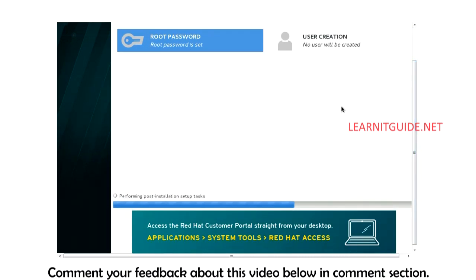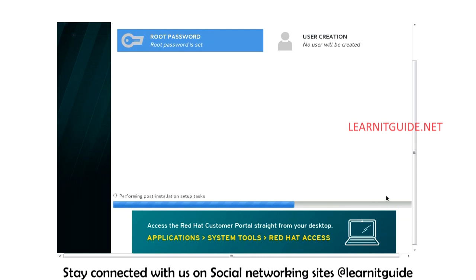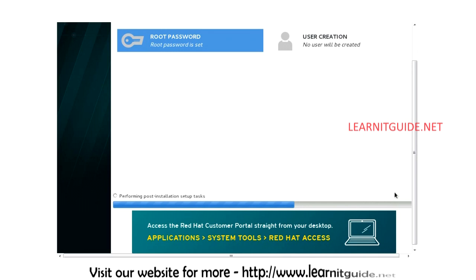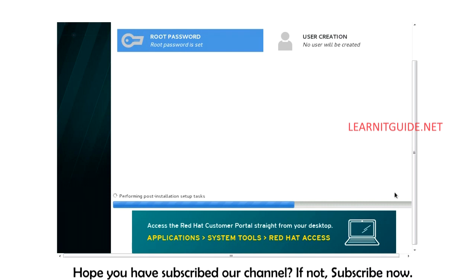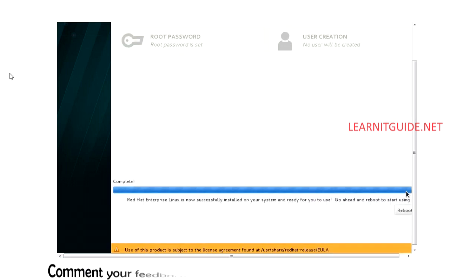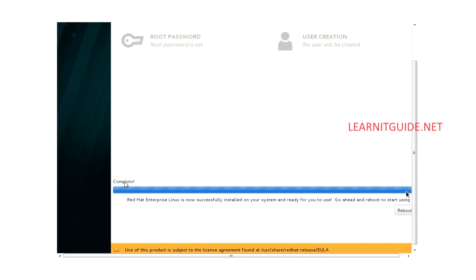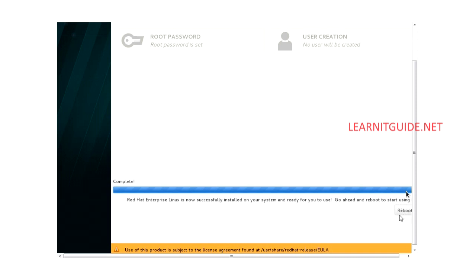So let the installation complete. After that you will get a screen and an option over here to reboot. Alright, just click that reboot, your machine will reboot and you will get a login prompt. Let's wait for that. So the installation is completed now. So here you get the status as complete and go and reboot to start your machine. Alright, so let's do this reboot.